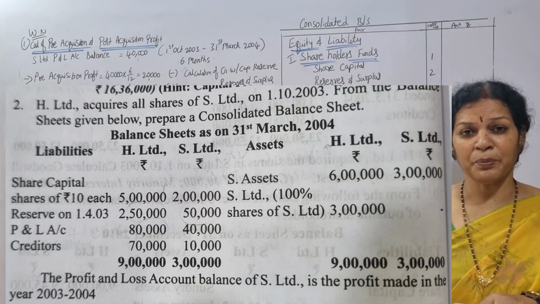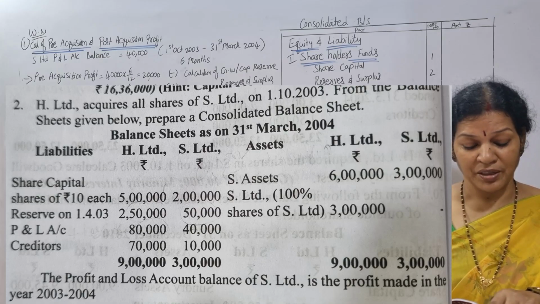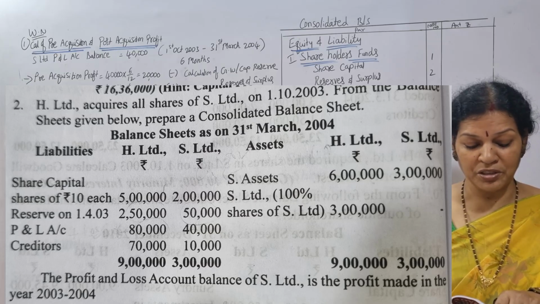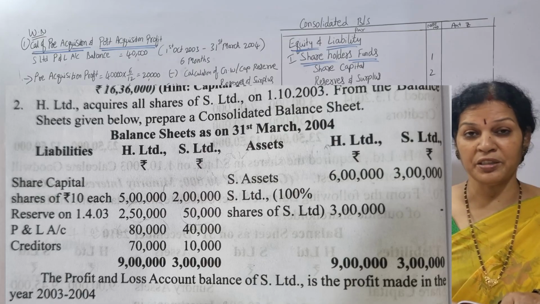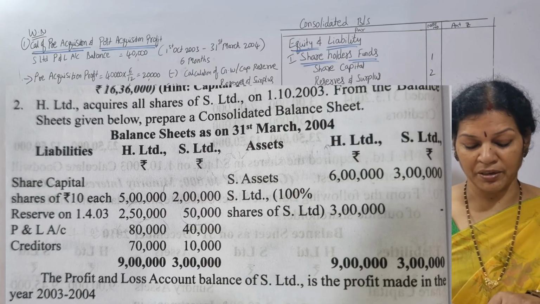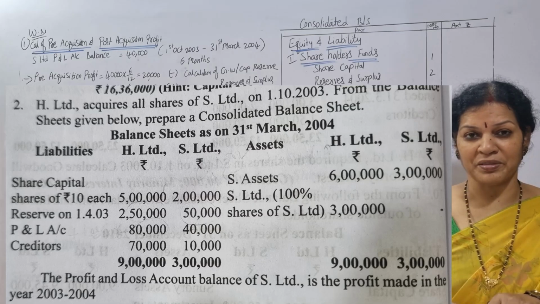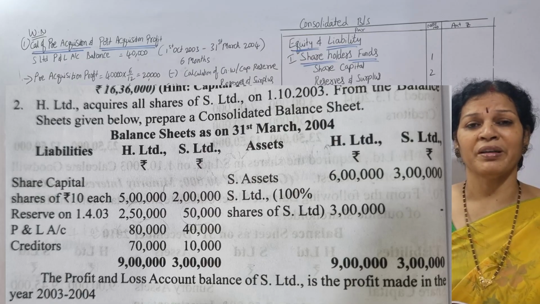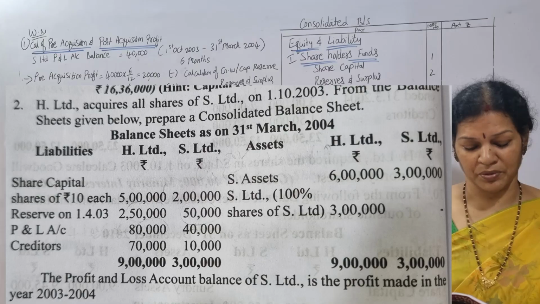What is the investment they are putting? 3 lakh rupees is the actual cost. If you see the liability side, S Limited's share capital is 2 lakh, but they are paying 3 lakh rupees. We have some adjustments also. We'll do the adjustment, and after that we'll come to know whether it's goodwill or capital reserve.